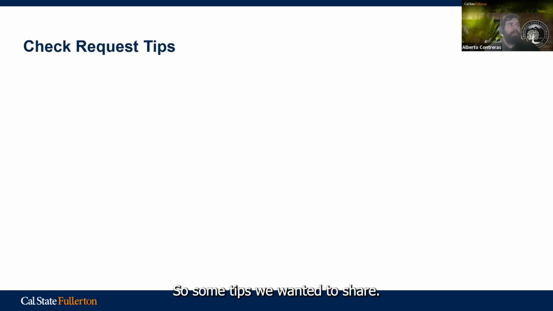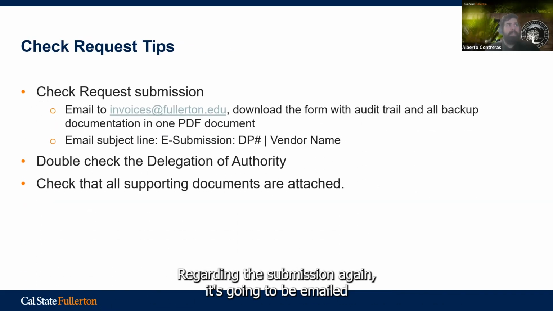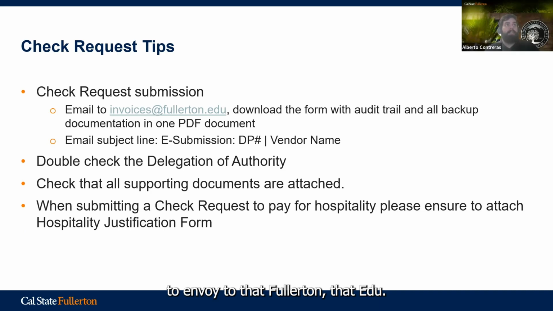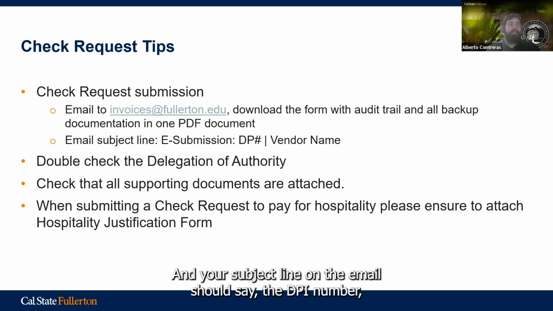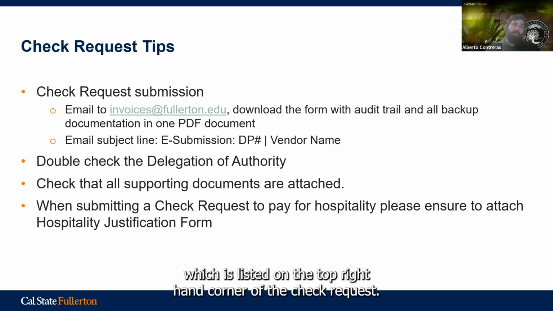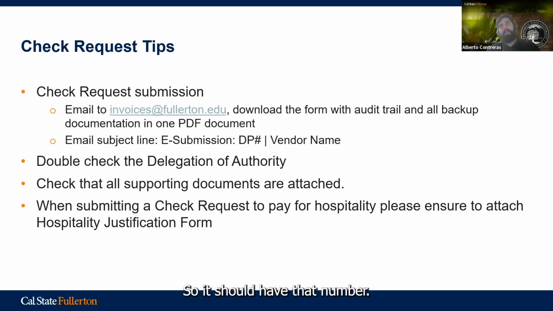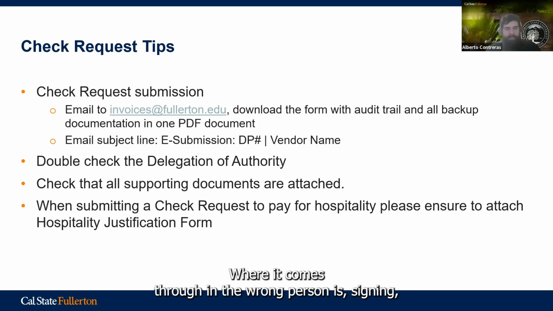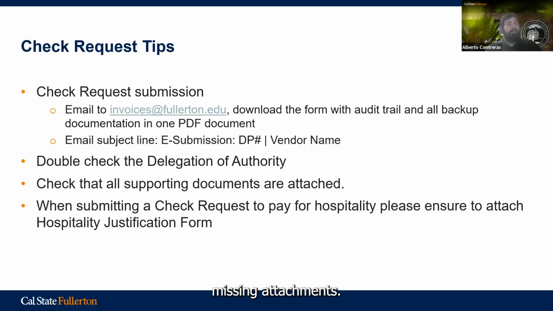So some tips we wanted to share regarding the submission. Again, it's going to be emailed to invoices@fullerton.edu. We want all of the backup, the audit trail, and your subject line on the email should say the DP number, which is listed on the top right-hand corner of the check request. So it should have that number and the vendor name. Double check your delegation of authority. We see that a lot where it comes through and the wrong person is signing, or missing attachments. Make sure they're all there.